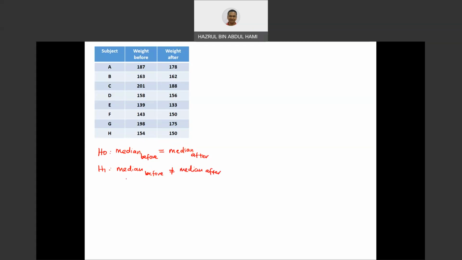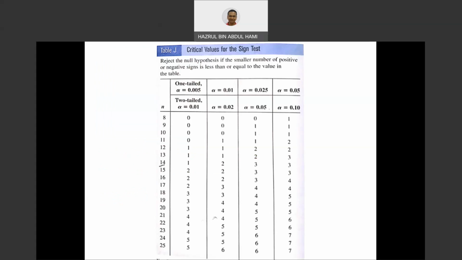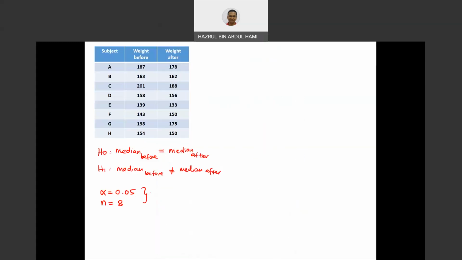So the next step, you have to find the critical value. Now we proceed with alpha 0.05, and the total number of data is 8. By referring to the critical value table for the sign test, n is equal to 8 with alpha 0.05, for a two-tailed test, the critical value is 0. Okay, the critical value is 0.